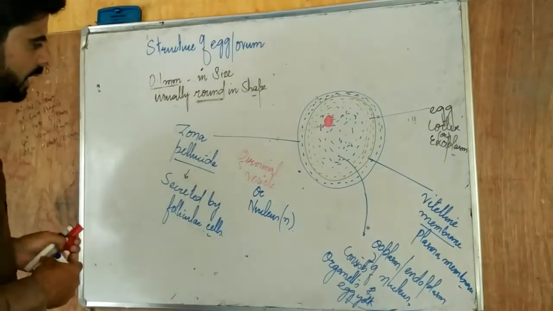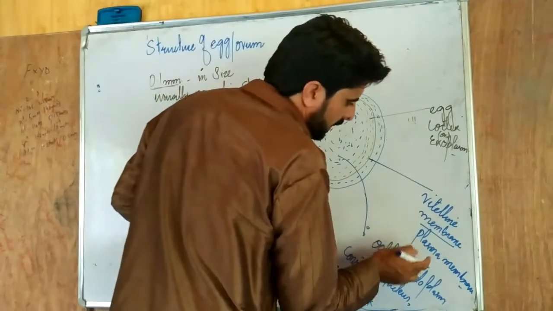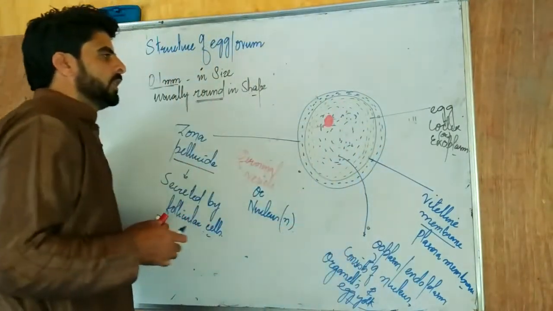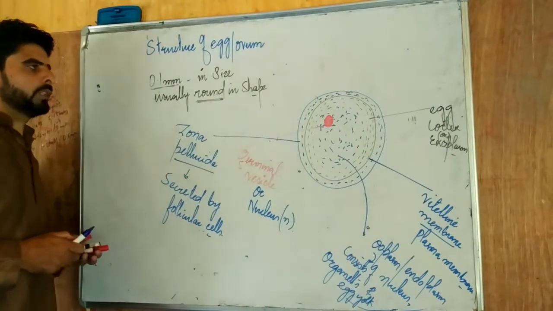These are very important points which you have to keep in mind. The vitelline membrane is secreted by the cell itself, but the zona pellucida is secreted by the follicular cells.